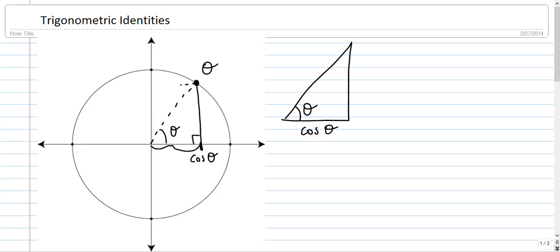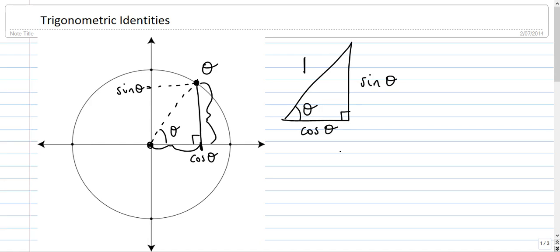We know that the y-coordinate of this point is the sine of the angle. So basically this length of the triangle here, that length is sine theta. And because it's a unit circle, the distance from the center of the circle to the outside of the circle is always 1. So this length here is 1.